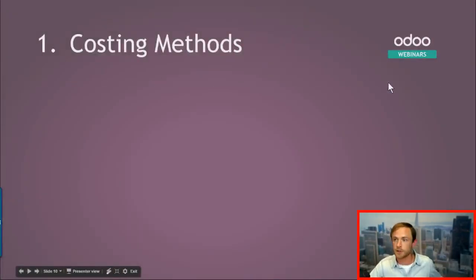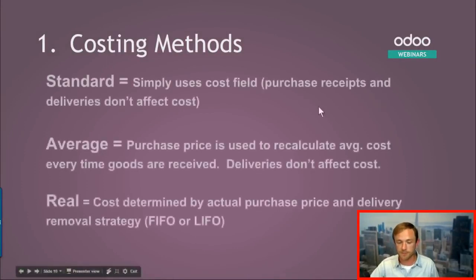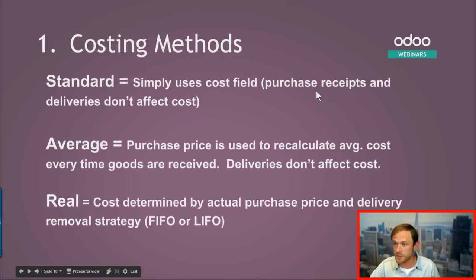Okay, so to summarize costing methods, which we've just spent a lot of time on, probably more time than you were expecting, there are three main methods. There's standard, which simply uses the cost field, and the purchase receipts and the deliveries don't have any effect on the cost. There's average, in which the purchase price is used to recalculate the average cost every time the goods are received, and outbound deliveries don't have any effect on the cost.